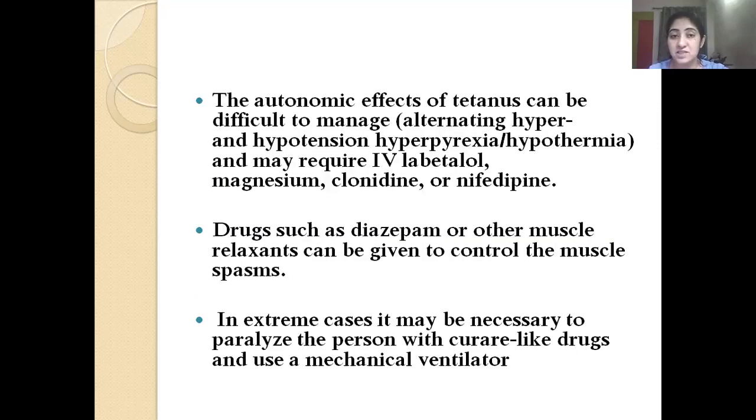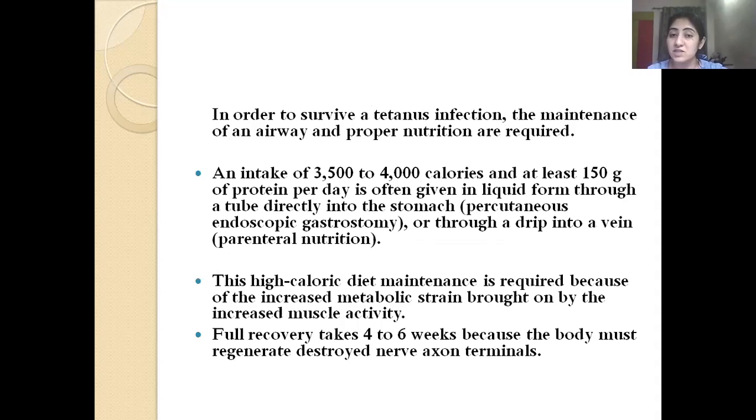Autonomic effects of tetanus can be difficult to manage. So, IV labetalol, magnesium, clonidine, or nifedipine are given. Drugs such as diazepam or other muscle relaxants can be given to control the muscle spasm. In extreme cases, it may be necessary to paralyze the person with curare-like drugs and use a mechanical ventilator. In order to survive a tetanus infection, maintenance of an airway and proper nutrition are required.